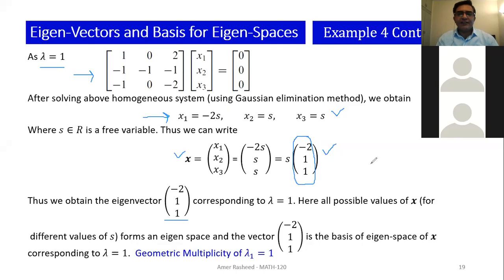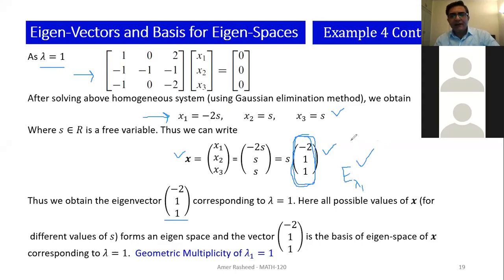So all these eigenvectors make a space which will be a vector space, and we call it the eigenspace. And what vector is generating this eigenspace? This vector is generating that space, which we call an eigenspace. That eigenspace, you can call it E lambda 1, which is the eigenspace corresponding to lambda 1 is equal to 1.